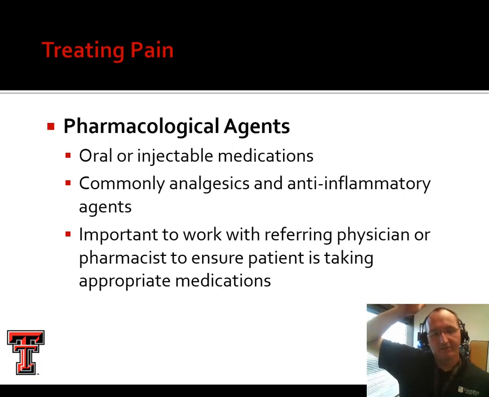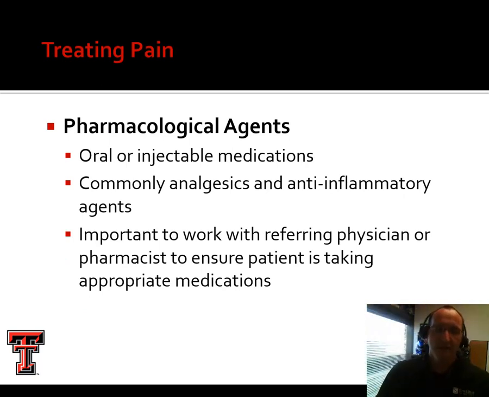Drugs are another option, and frankly they're never my first, because you're really just masking the symptoms. You're not treating the source, and that is a recipe for addiction. And a lot of pain meds are highly addictive. These can be oral or injectable. A lot of our analgesics and anti-inflammatory agents, we can buy these over the counter. Aleve and ibuprofen being probably most common. We want to work with our team physician, and in some instances a pharmacist, to make sure that they're taking the appropriate medications and that we aren't undermining their long-term healing to treat their pain short-term.